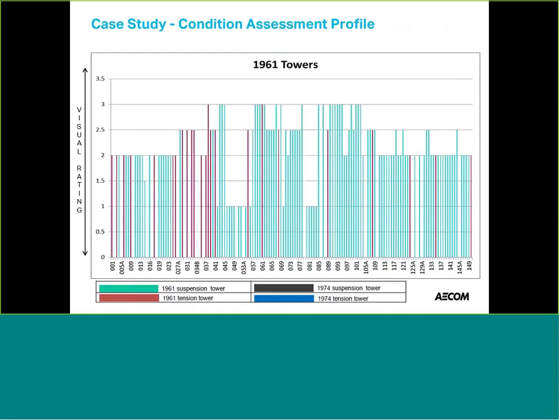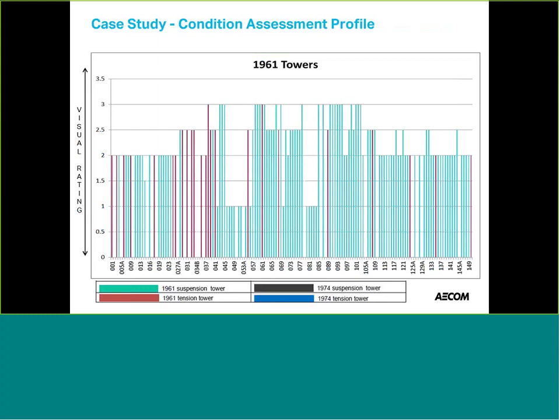What we've done now with that data, we've turned that into, as we said before, a condition asset profile. These are the 1961 towers. The reds are the tension, the blues, bluey greens are all the suspension. You'll see there's a dip in that middle section. The reason they've come down to a 1, a lot of those are suspension towers, they were painted, and they've got a visual rating of 1. Well, that just gives you some idea why there's that dip in the middle.